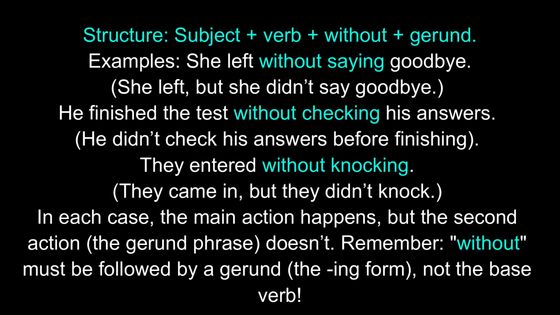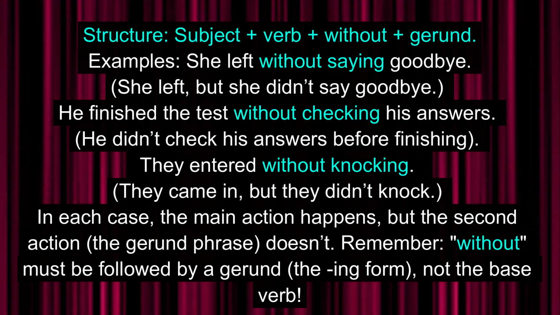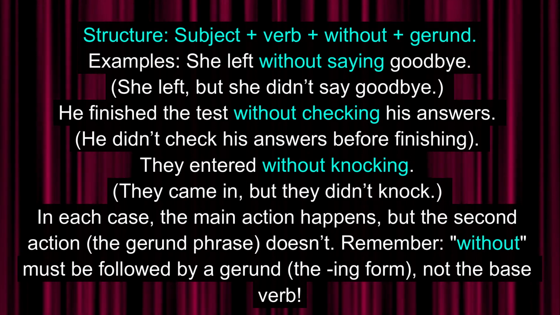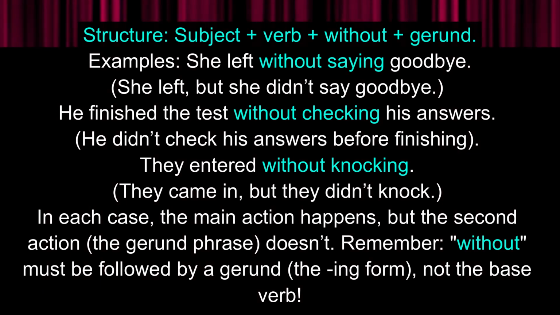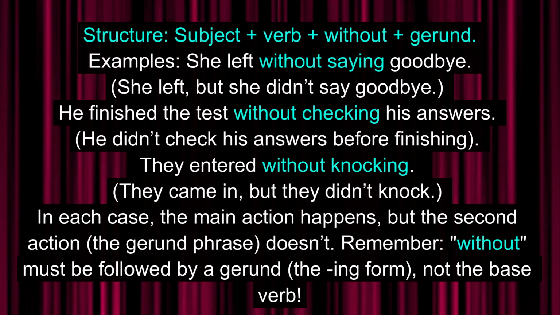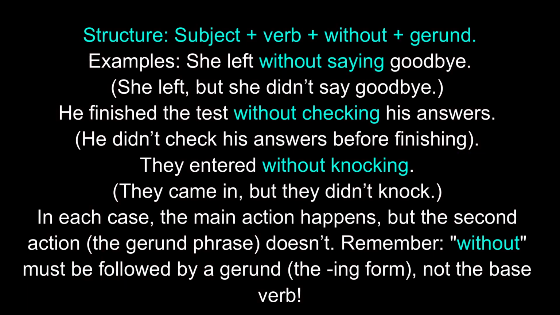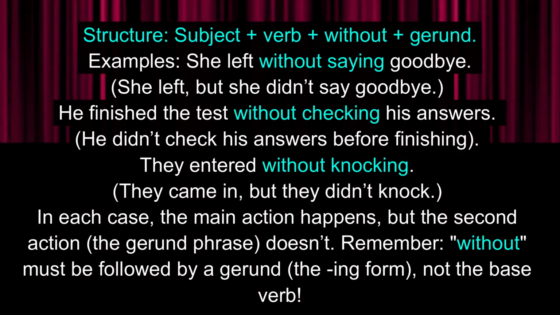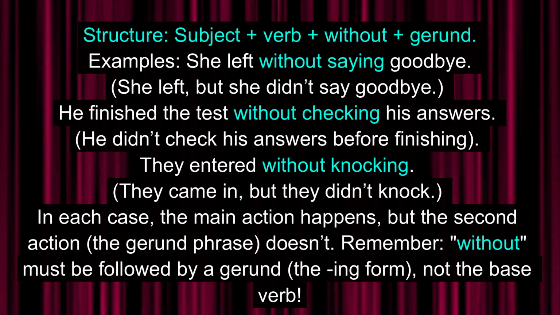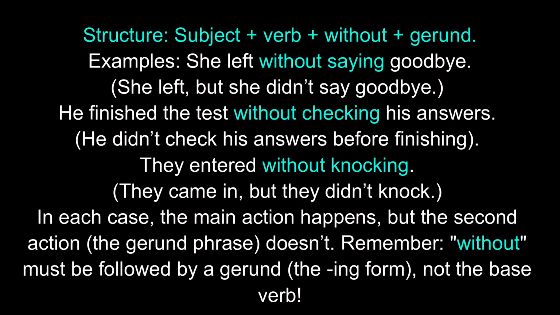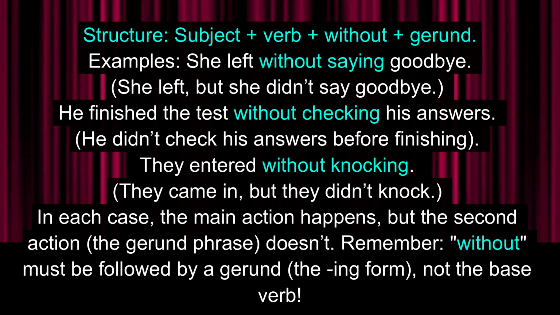Structure: subject plus verb plus without plus gerund. Examples: She left without saying goodbye. She left, but she didn't say goodbye. He finished the test without checking his answers. He didn't check his answers before finishing. They entered without knocking. They came in, but they didn't knock.